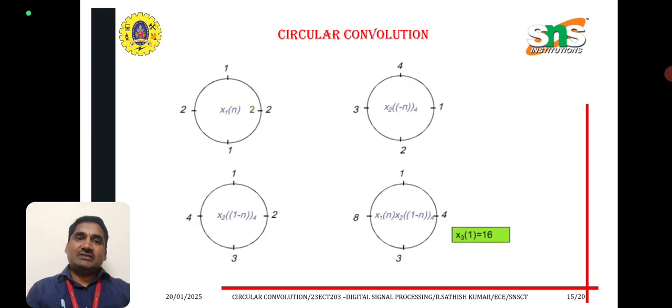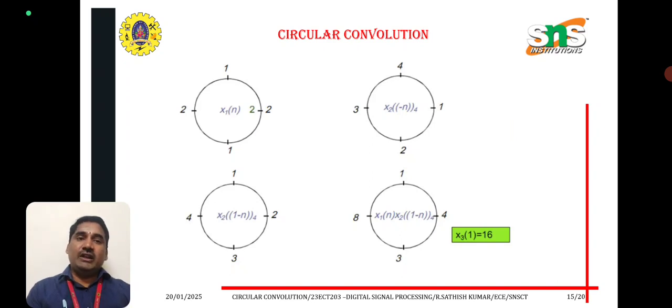Next one, x1 of n stays the same. x2 of minus n is written as it is, 1, 2, 3, 4. Now we find x2 of 1 minus n. The sequence is shifted by 1 in the anti-clockwise direction. That's why we write it as 2, 1, 4, 3. Therefore, we take x1 of n into x2 of 1 minus n.